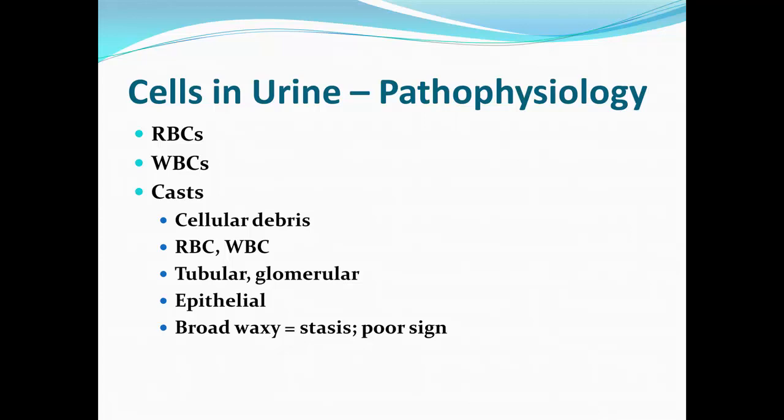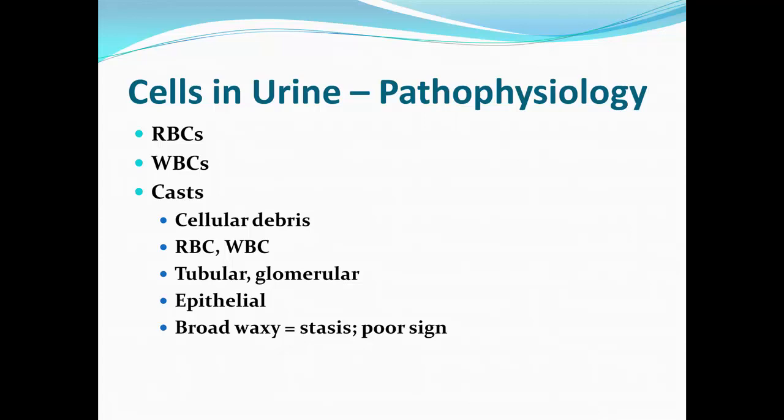Now, casts are very interesting. Casts are literally cellular debris. These are cast off cells from the epithelial membrane. So you can have tubular epithelial casts, you can have glomerular epithelial casts, you can have red blood cell casts, white blood cell casts, which tells you that they have been broken down partially.